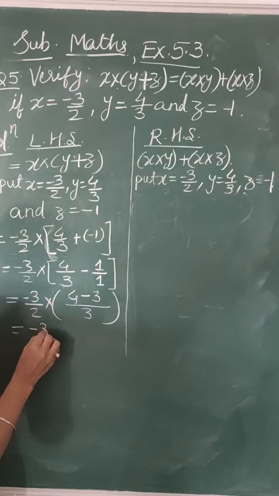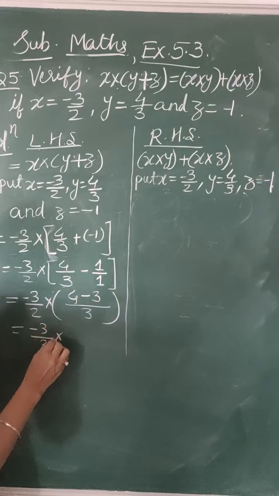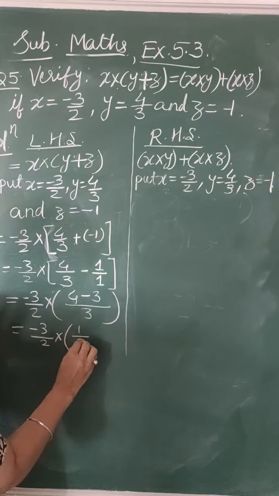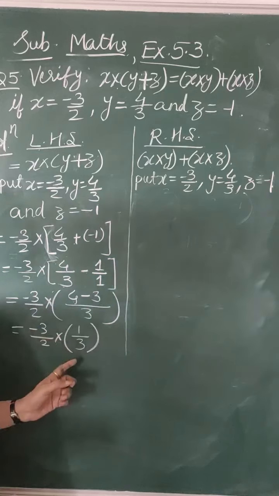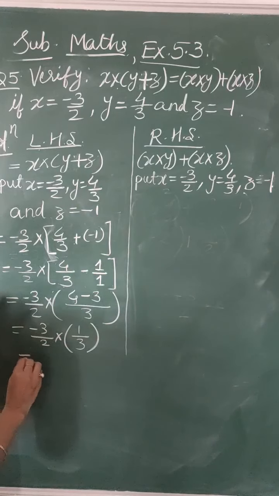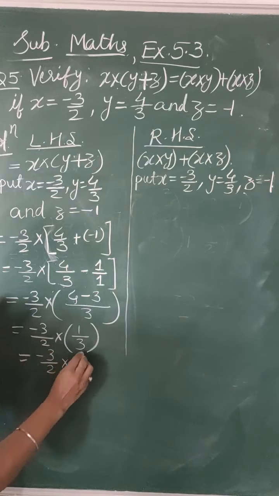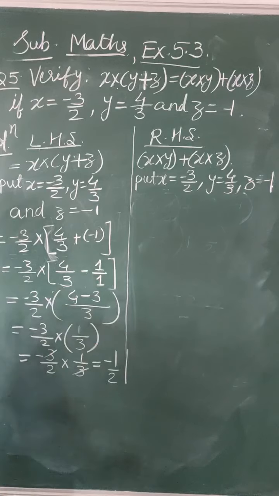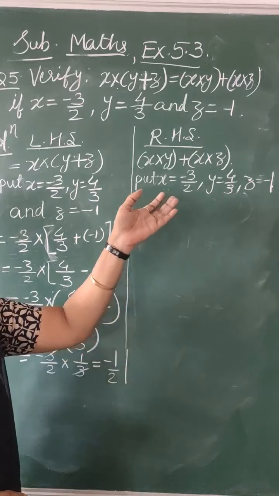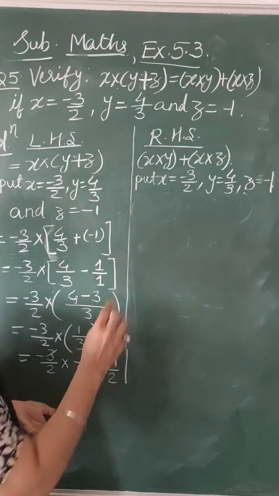Now let's simplify. Minus 3 by 2 into 4 minus 3 is what? 1 by 3. Now when a single term is left, remove the bracket. So it will be minus 3 by 2 into 1 by 3. 3 gets cancelled and the answer is minus 1 by 2. Now let's check by putting these values in RHS what value we are getting. So let's see that.